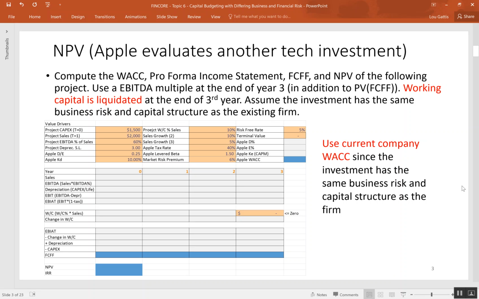Now, the important thing to remember on this one is this is Apple choosing to do one more investment in their current business line, the current industry. So we think it has the same business risk. And they're going to use the exact same capital structure, D/E ratio, as the existing firm. This gives them license to use their WACC to calculate the NPV of this project, or use the WACC as the hurdle rate for the IRR, because we think this project has the same risk as the existing firm, and we think the WACC reflects the current risk of the existing firm. So let's go to the model.